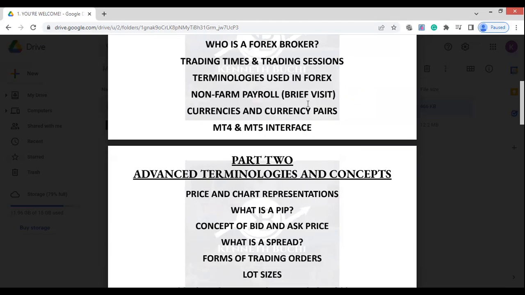Now, what are these MetaTrader 4 and MetaTrader 5? They are simply some of the applications you'll be using to trade the Forex market. Just like I told you, you can use your mobile phone to trade the Forex market. I use my mobile phone every single time. So the MetaTrader 4 and MetaTrader 5 interface are some of these apps that you'll be needing. In fact, they are the main apps you'll be using to trade the Forex market. So you're going to learn the interface and how to operate them and all of that.